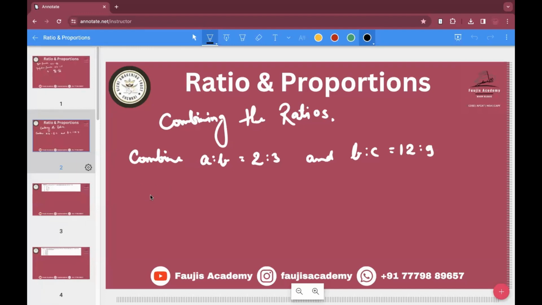Okay, let me throw you a small challenge. 5 is to 7, A is to B, and let's say B is to C is 9 is to 4. Let's combine it and tell me how much is the A is to B is to C.